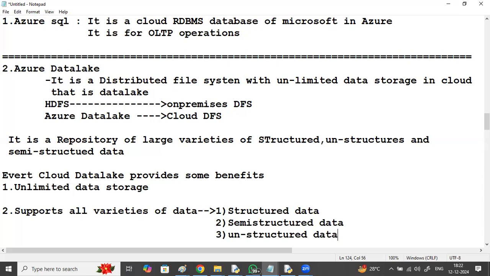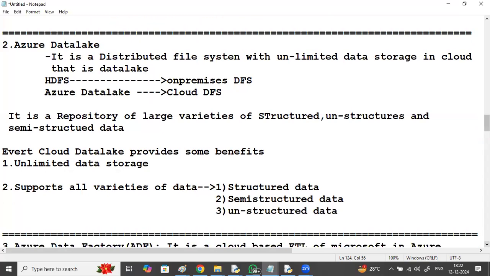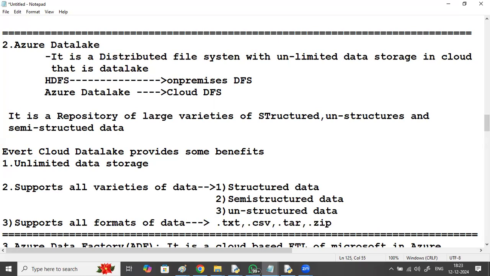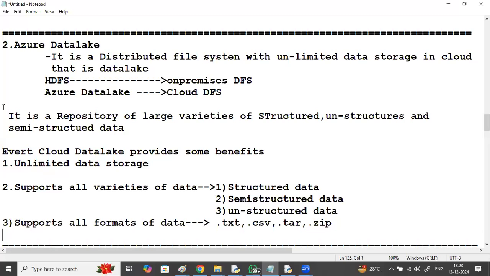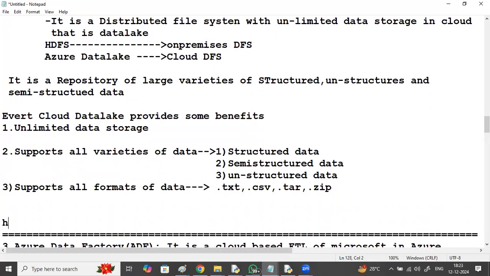Examples of structured data: database tables, Excel files. Semi-structured data, like XML files, JSON files. Unstructured, like chat messages, articles, raw data, images, videos, all these things, right? And thirdly, it supports all formats of data, like .txt, .csv, .tar, .zip, in this way. Here in this Azure Data Lake, the data is stored in files.